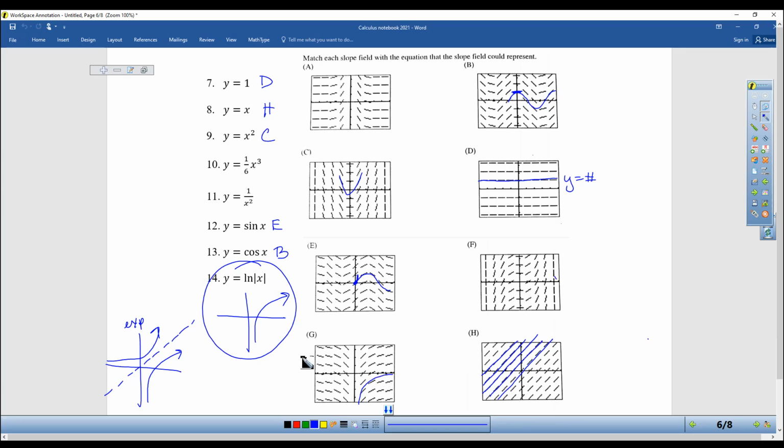How do you get the opposite ones? That's been caused by that absolute value. That absolute value allows you to also, because normally you can't take the log of a negative number. So that's where that comes from. So G is going to be the answer to 14.